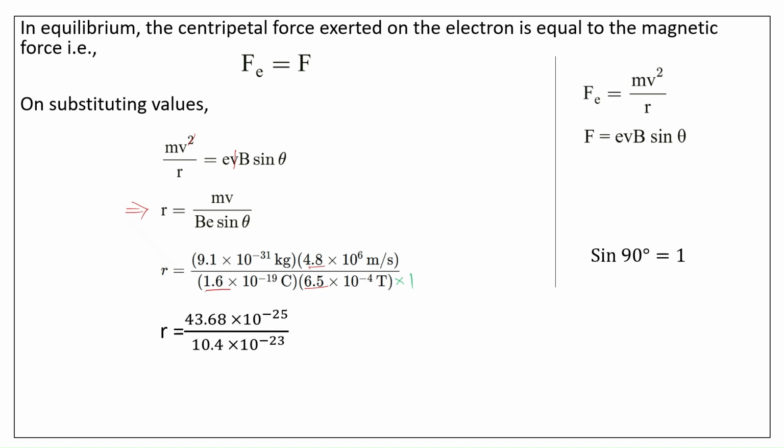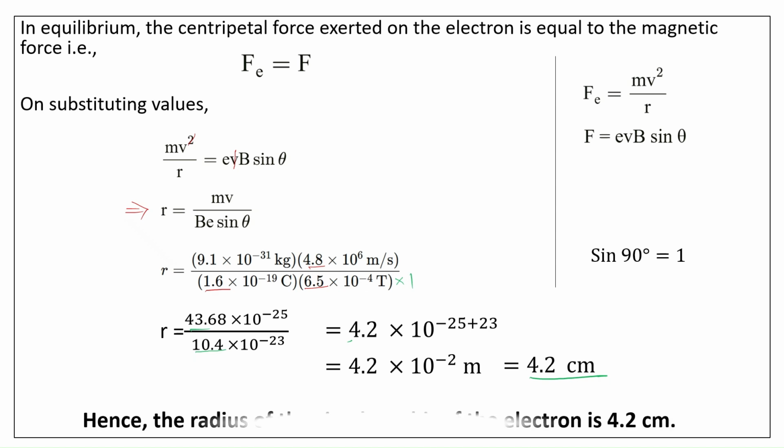Therefore, on simplifying, r is equal to 43.68 into 10 to the power minus 25 by 10.4 into 10 to the power minus 23. That is equal to 4.2 into 10 to the power minus 25 plus 23. Therefore, r is equal to 4.2 into 10 to the power minus 2 meter. Also we can write as r is equal to 4.2 centimeter. Hence, the radius of the circular orbit of the electron is 4.2 centimeters.